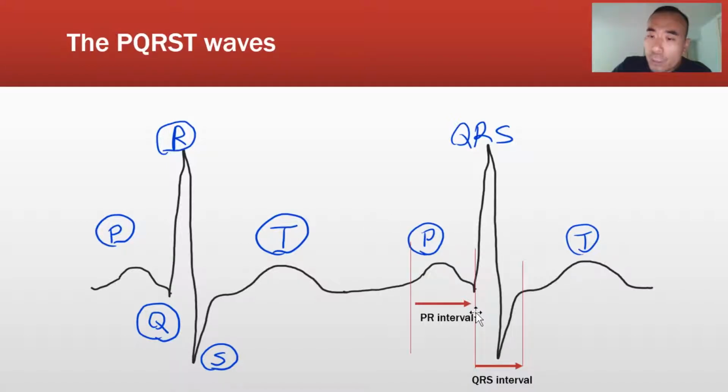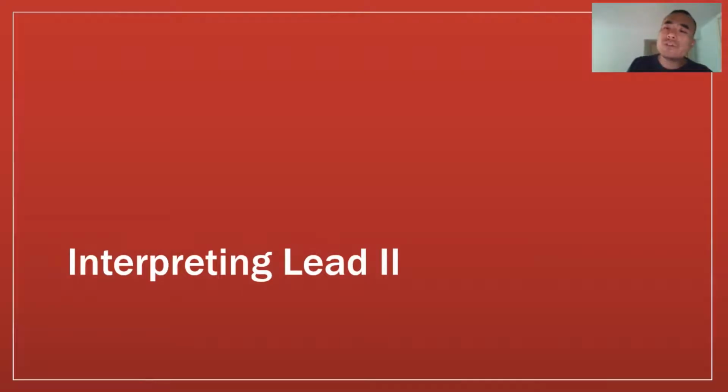One thing that we will have to focus on is this little interval from the beginning of the P wave right until the beginning of the R wave, and we call it the PR interval. Okay. Now, the other interval that we're going to be looking at is the little complex, the QRS. It's called a QRS because it consists of the Q wave, R, and S wave right here. So we call it the QRS interval. Okay. Next, we're going to interpret lead 2.